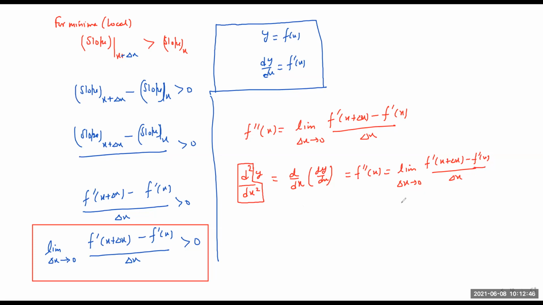And if none of this makes sense, just remember that for minima, d2y upon dx square is positive. That's it. If you are at the point of minima, the second derivative must give you a positive answer at that location. That's it.